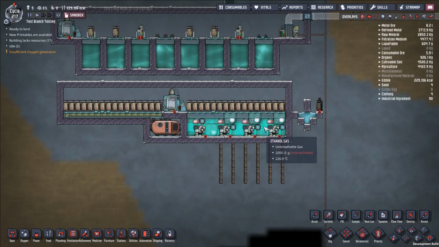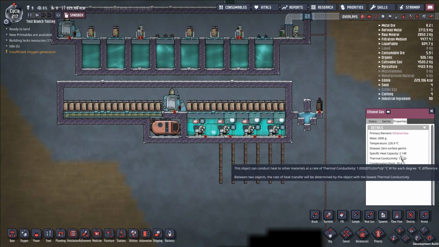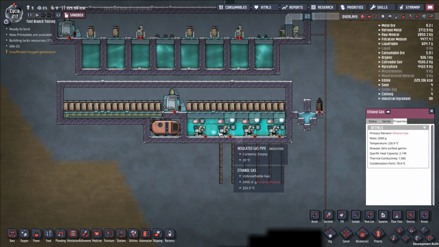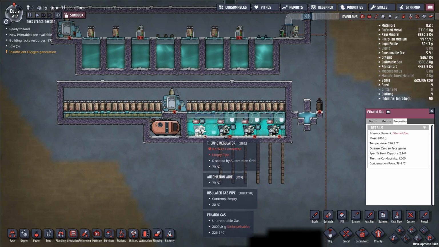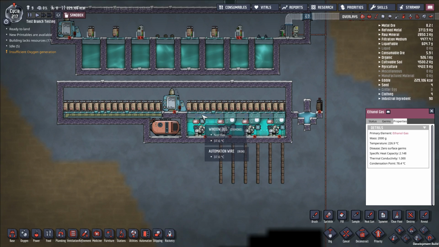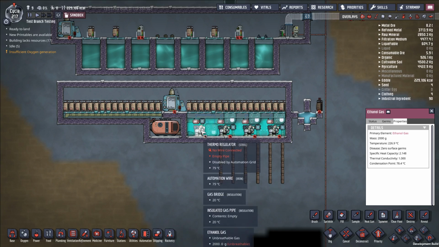I am replacing the typical hydrogen gas in the system with ethanol gas. Ethanol gas has a lower specific heat capacity than hydrogen, 2.148 versus the 2.4 of hydrogen, but has a much higher thermal conductivity. And thermal conductivity is really what we're going to care about in this system, right? Because we want to get as high a temperature difference as possible between this window tile and this storage bin, which means we want as low a temperature difference as possible between this window tile and this thermoregulator, because the higher the temperature difference, the lower this window tile needs to be in temperature to prevent this thermoregulator from melting, right?